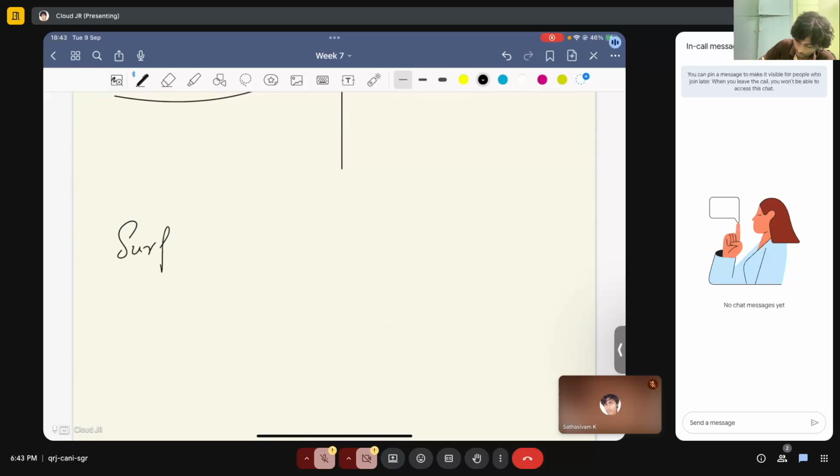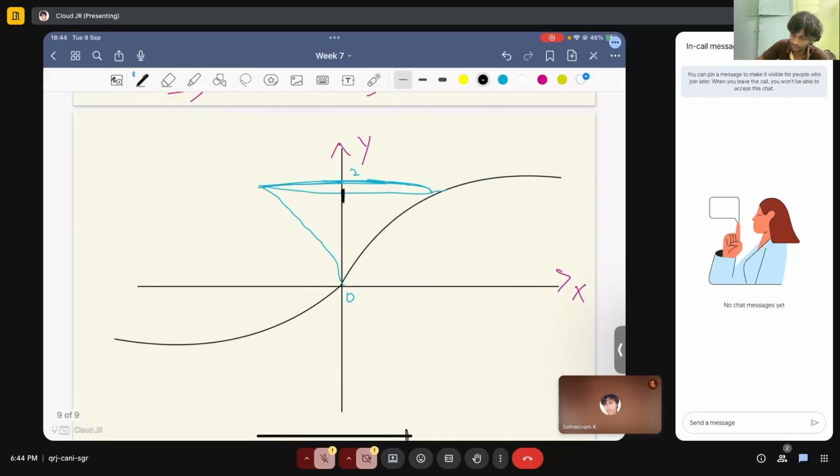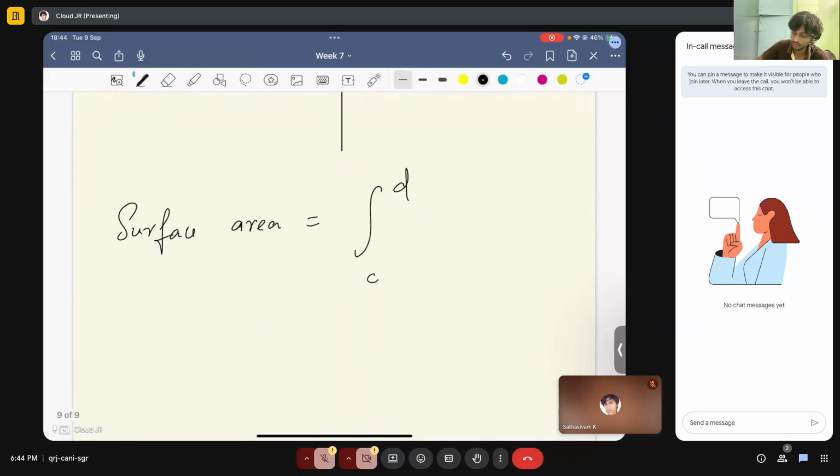So your surface area is nothing but the integral from c to d, where this is the c and this is your d here now. So what you do is 2 pi g of y square root of 1 plus g prime of y, the same formula, whole square dx.